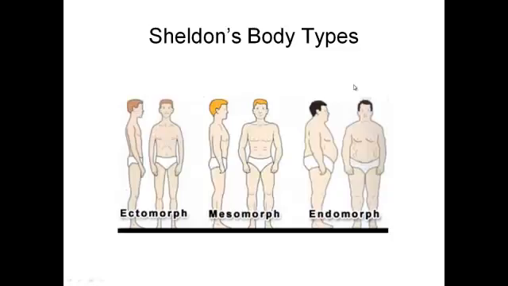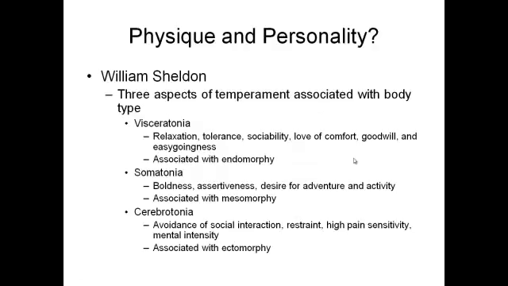So here's a picture of the various somatotypes. Here's the ectomorph, here's the mesomorph, and here's the endomorph. Okay. Now, how does this relate to personality? The idea is that there are three aspects of temperament. Temperament is kind of a general characteristic way of behaving. So we'll talk about the three temperaments associated with each of the three somatotypes.